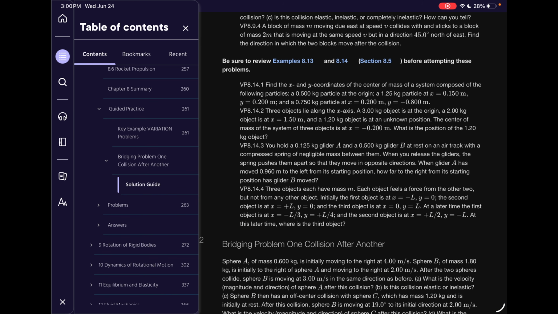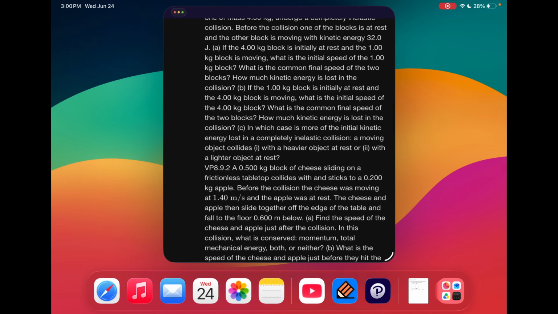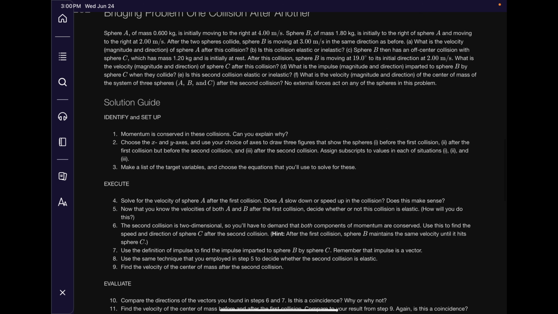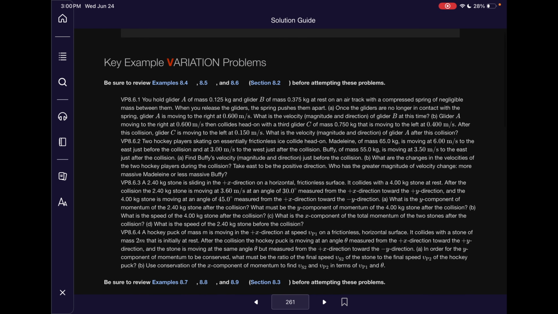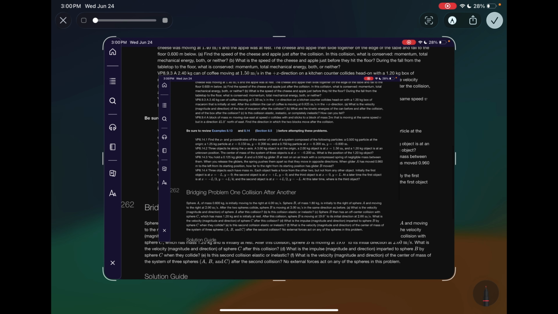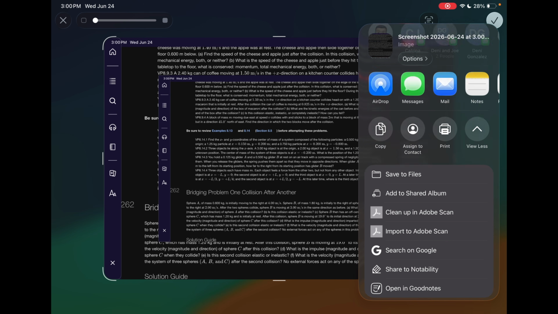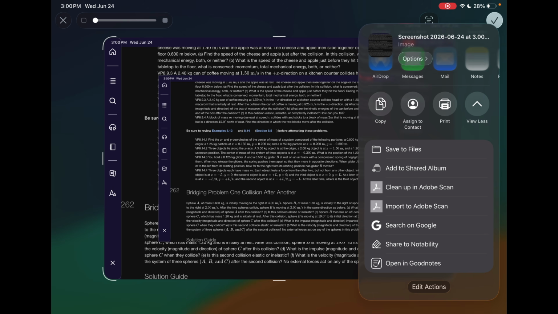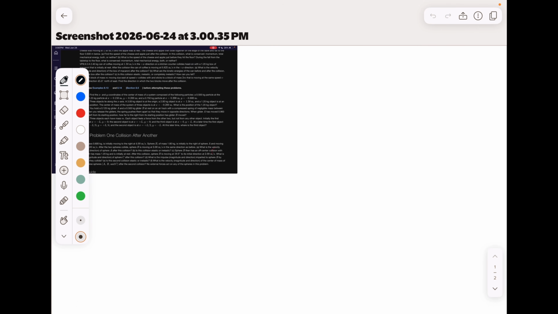So I'm going to do one of these problems. Oops. Here, let me turn this off. Okay, great. And I'm going to take a screenshot of a problem. Okay, that is an awfully strange screenshot. All right, there we go.